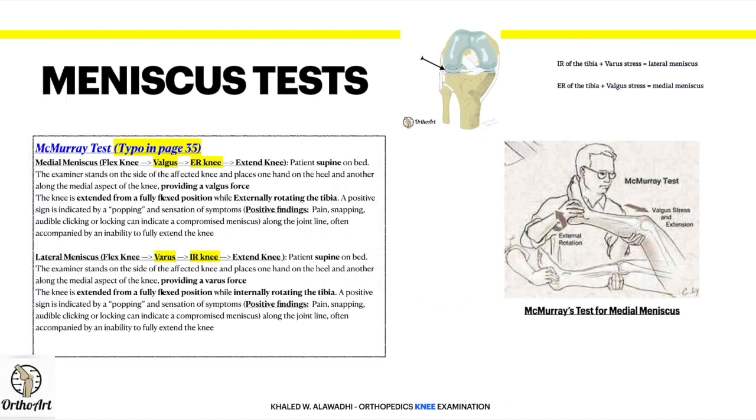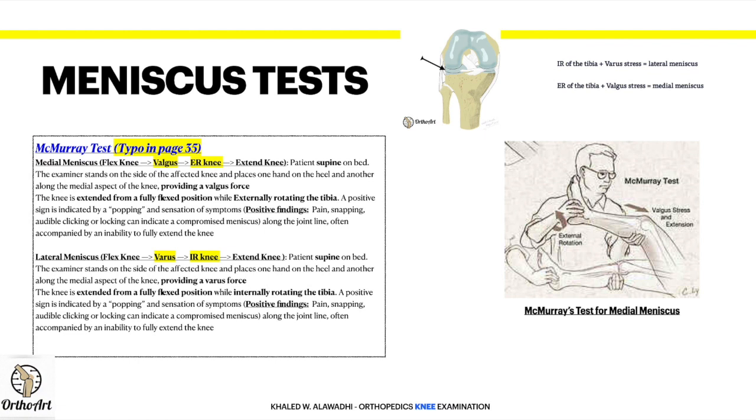And this is how you do a McMurray test. First, start with the medial side, so he's examining for a medial meniscus. The patient is supine in bed. Stand at the affected knee, the examined knee, and place one hand on the heel and the other on the medial aspect of the knee, providing a valgus force.